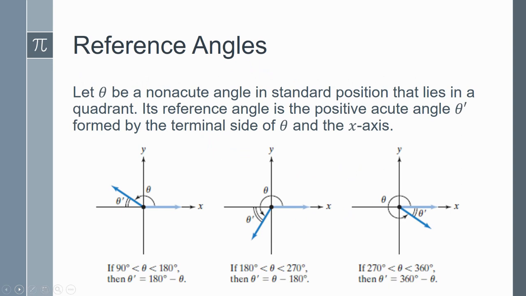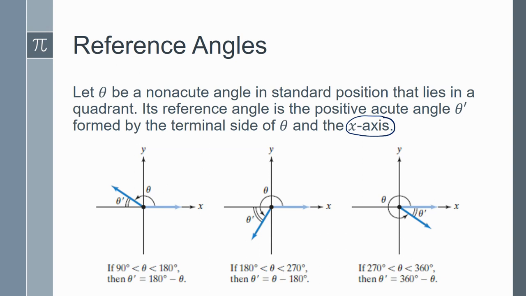All right, last concept here, reference angles. So it says, let theta be a non-acute angle in standard position that lies in a quadrant. Its reference angle is the positive acute angle, which we call theta prime. That's what that little tick mark means, is prime. And it's formed by the terminal side of theta and the x-axis. Okay, so you're starting with an angle that is bigger than 90 because it's non-acute. And we will turn it into a positive acute angle formed by the terminal side and the x-axis. So the key here is understanding that we are only dealing with the x-axis when we're talking about reference angles.